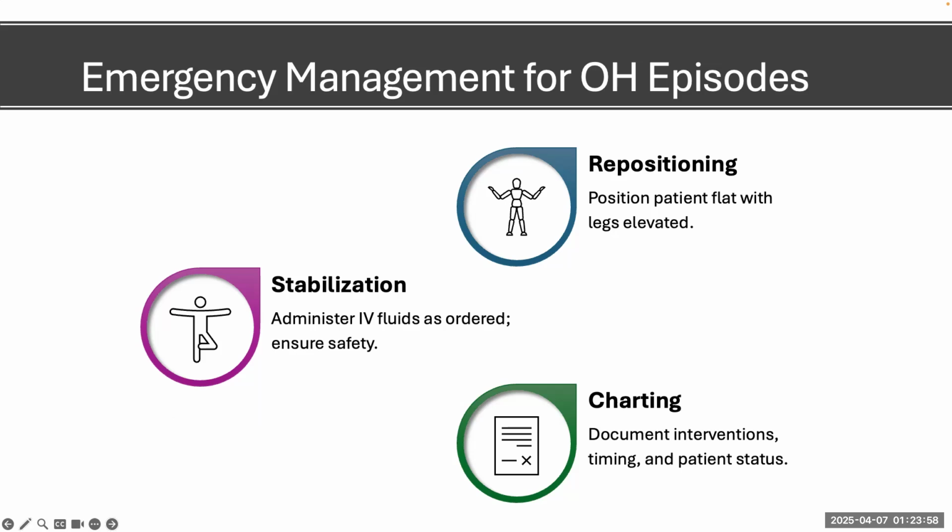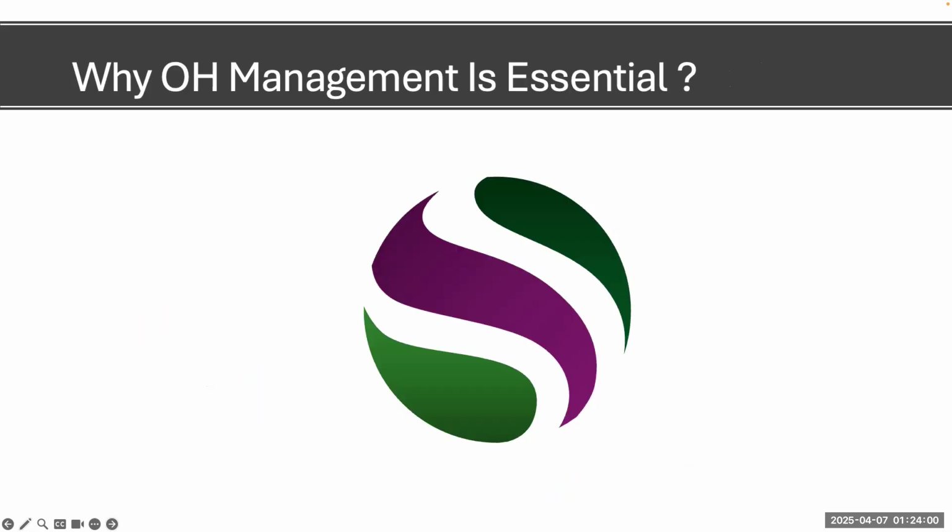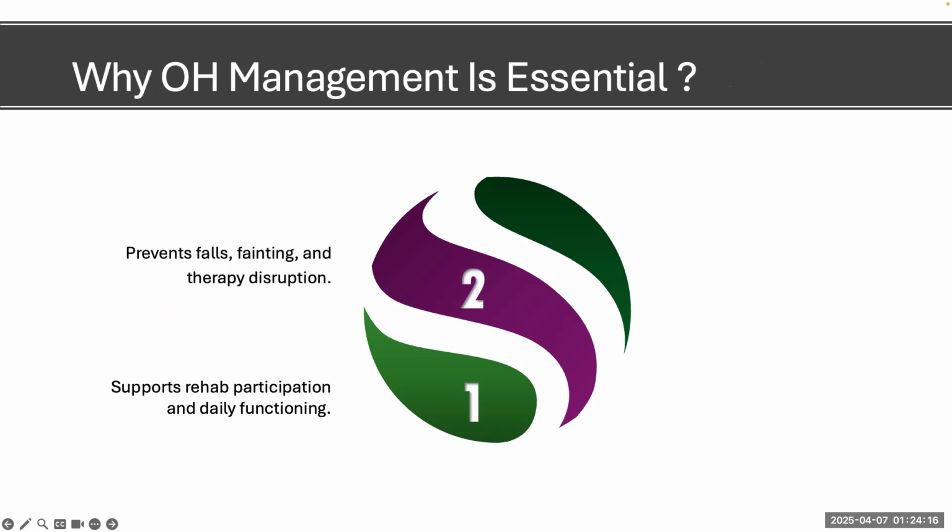Why orthostatic hypotension, or OH, management is essential in SCI care. Effective orthostatic hypotension management is fundamental to maintaining patient engagement in rehabilitation, activities of daily living, and social integration. When blood pressure is unstable, progress halts, patients may skip therapy, suffer injuries, or regress. By maintaining stable hemodynamics, nurses preserve therapeutic opportunities and prevent setbacks.